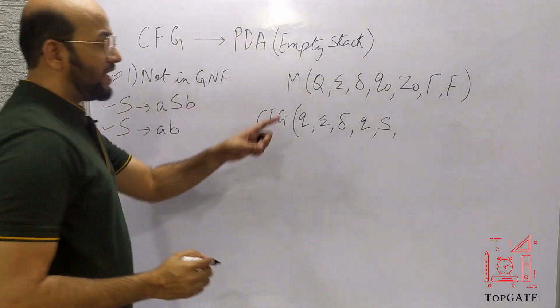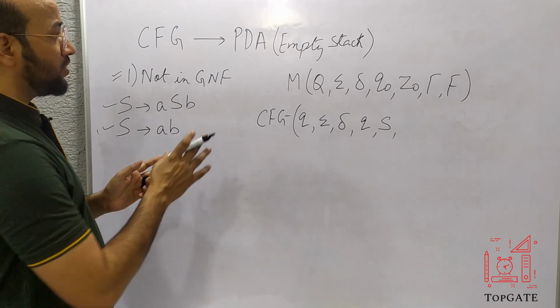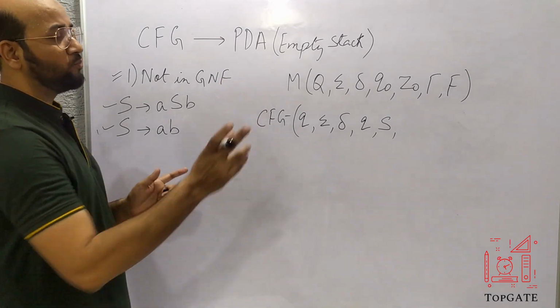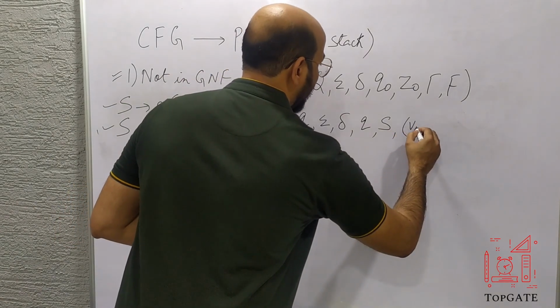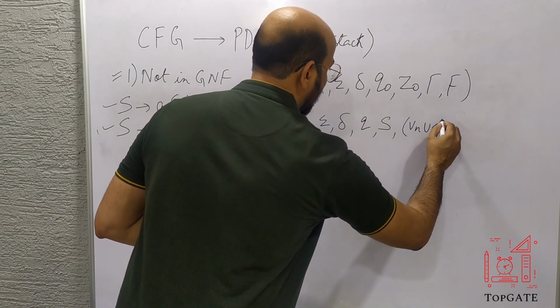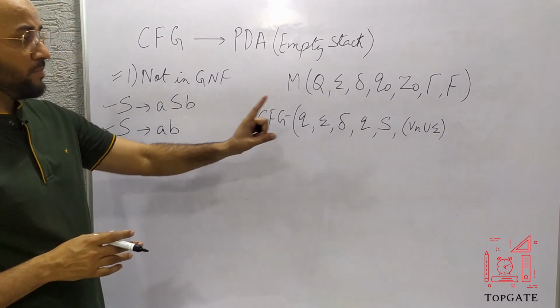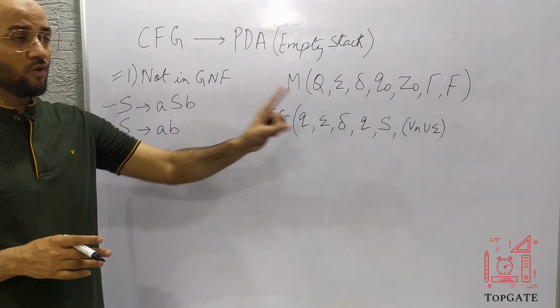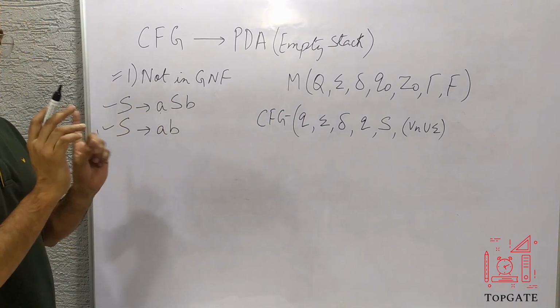Now we have tau. Tau is the pushdown alphabet. So what alphabets are being pushed when we are converting a CFG into a PDA? Here I will take Vn union sigma. The elements that will be pushed into the stack will be either a variable or a terminal, that is, either a capital letter or a small letter. So both will be pushed into the stack.